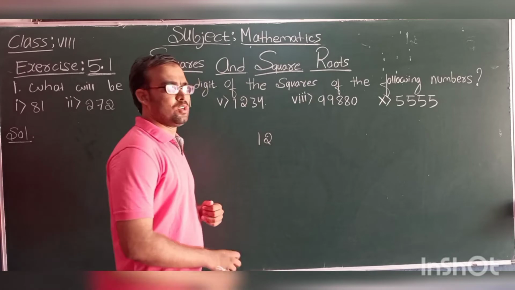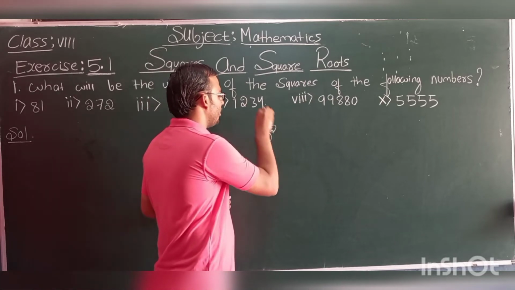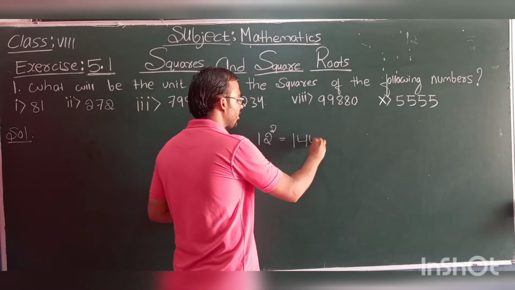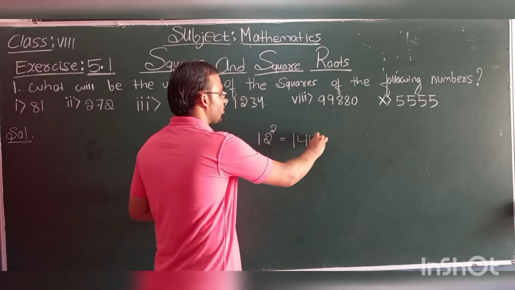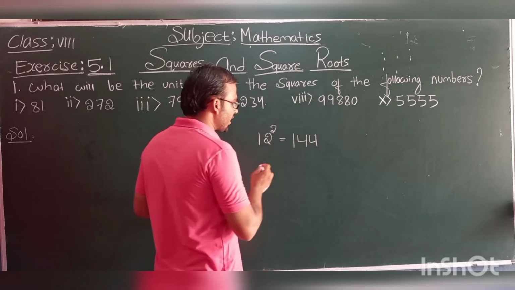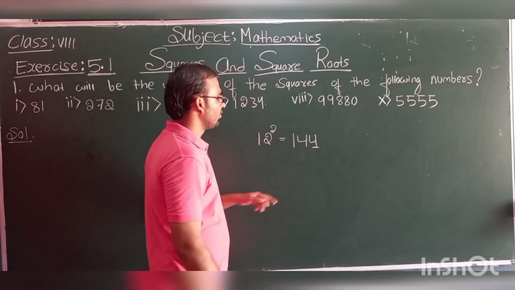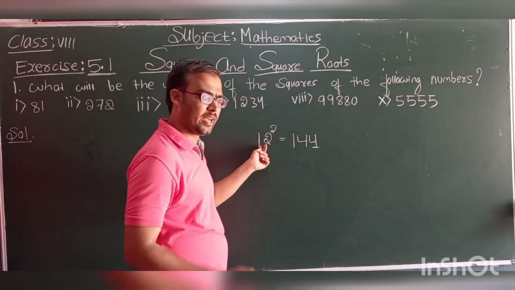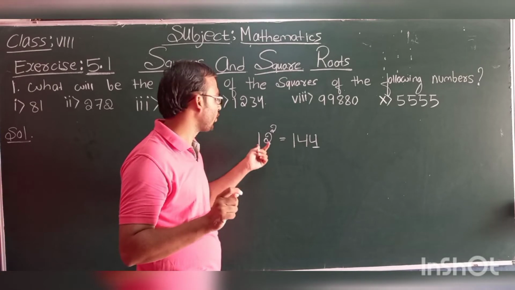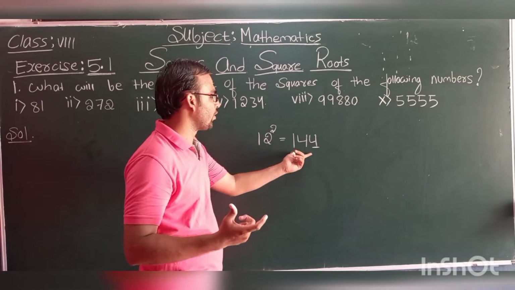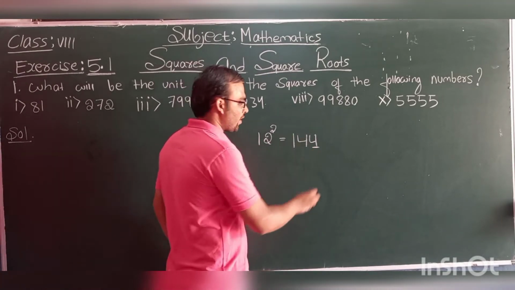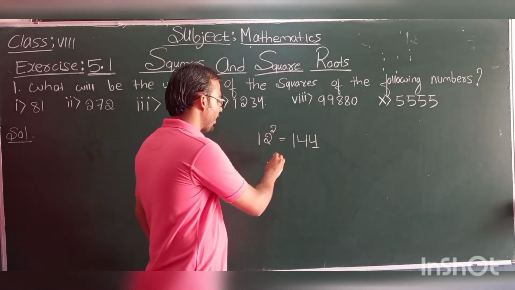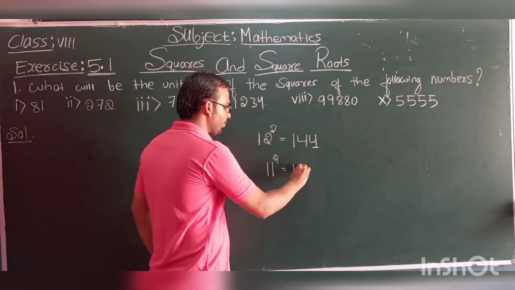12 is there, so when we square it, 12 square, what is 12 square? You know that 12 square is 144. So here, what is the digit in the unit place of 144? 4, no? The digit in the unit place of 12 square is 4.